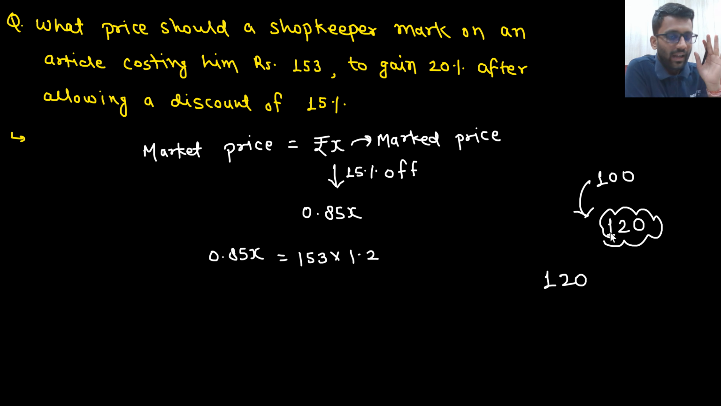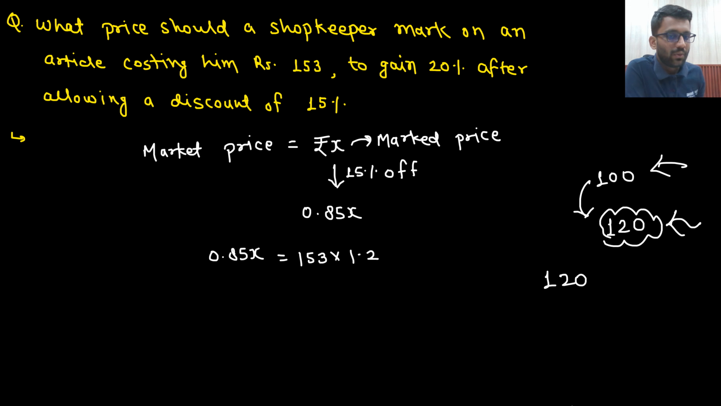Okay. I got something in 100 rupees. I need a profit of 20%. That means I have to sell it in 120 rupees. So if I sell in the market with 120 rupees, what will I have to say? That there is 0% discount, right? There is 0% discount. This is what I will have to say.